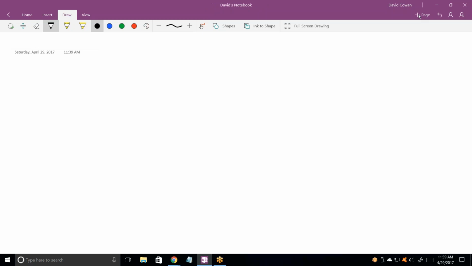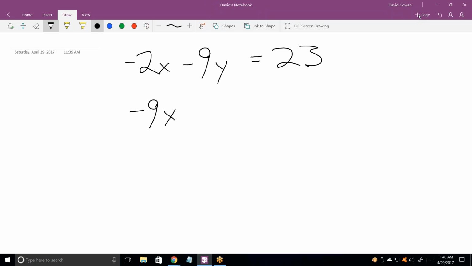Okay. But for some reason I can't figure it out. So it's negative 2x minus 9y equals 23. And negative 9x minus 5y equals negative 3. Okay. Both of these are in standard format. Standard format being where your first term's x, your second term's y, and the numbers on the other side.